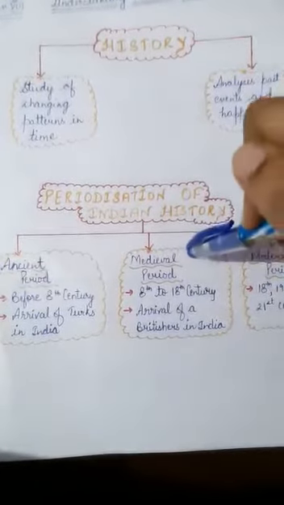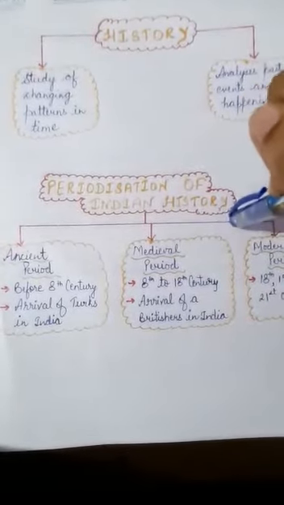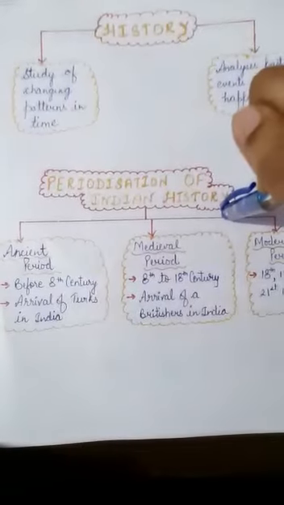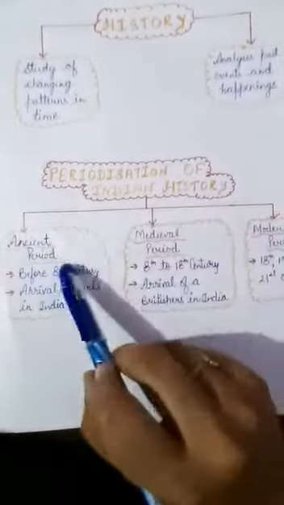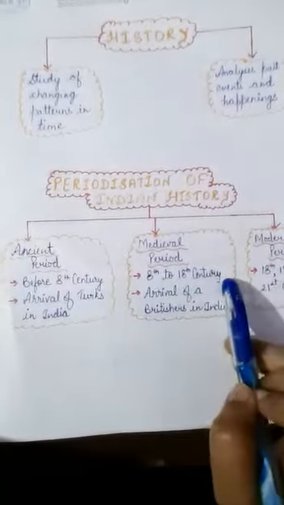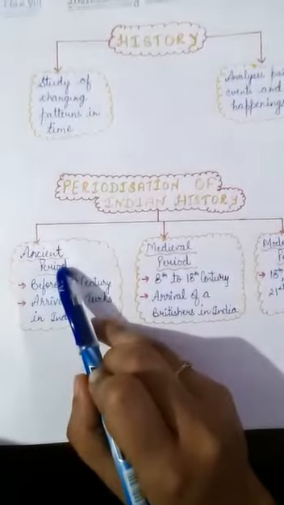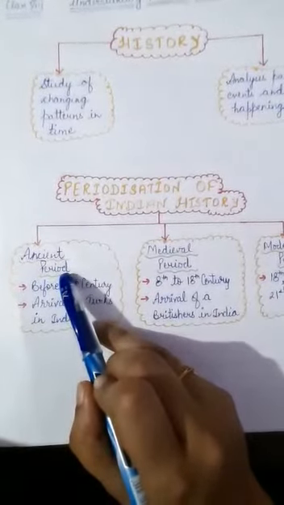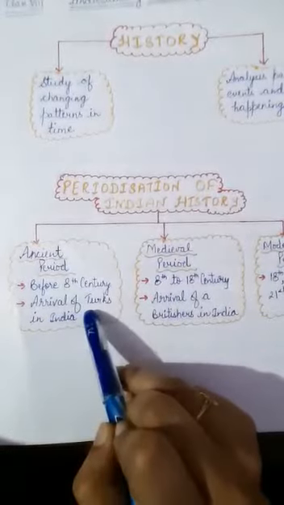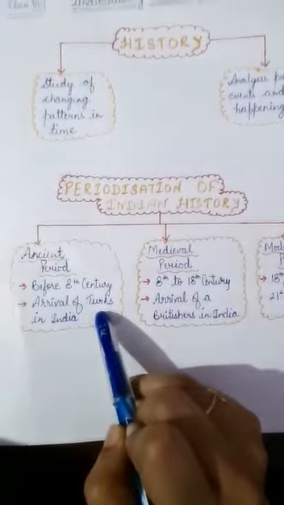The second part is the periodization of Indian history. What is periodization of Indian history? Periodization is the division of history into three various periods. What are these three periods? In the 6th class, you have already learned about the ancient period. The ancient period is the period before the 8th century, when the Turks arrived in India. Turks are the Turkish people.